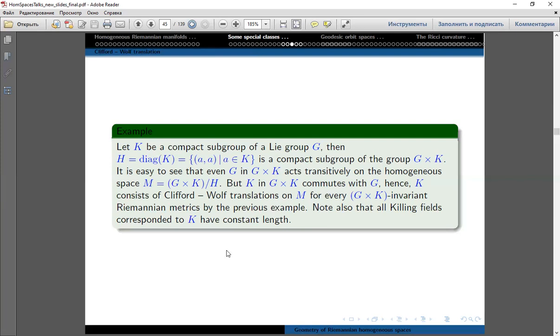Now, some problems. By some reason I could not go to the next page.